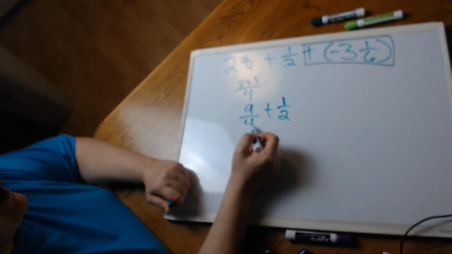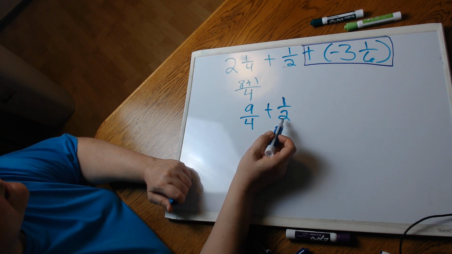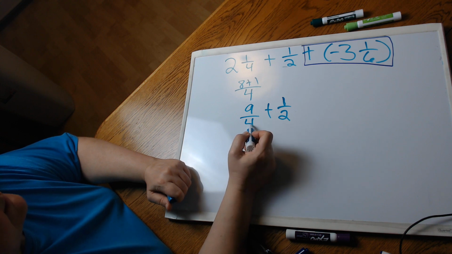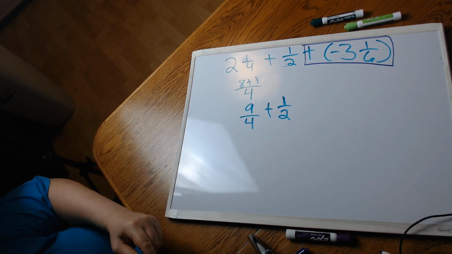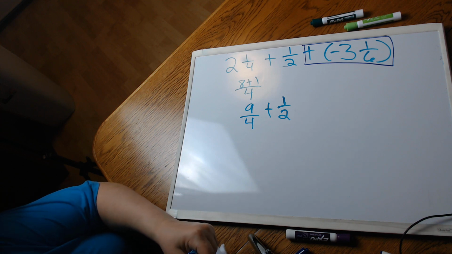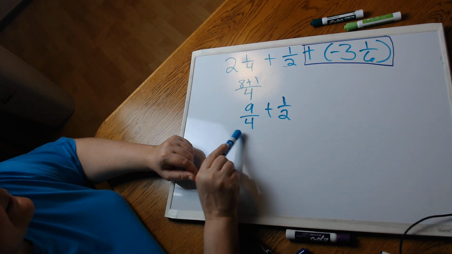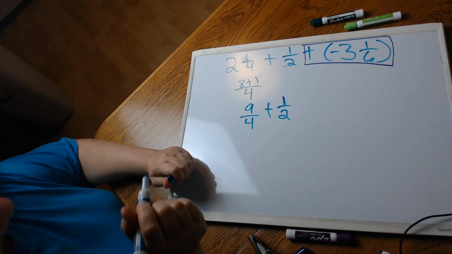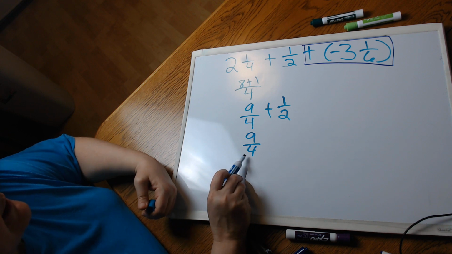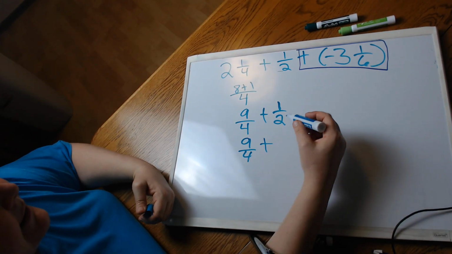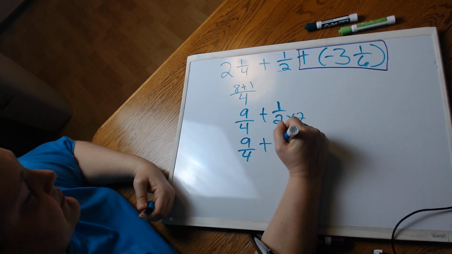Now to add these, we have to have the same denominator, because if you don't have the same denominator, you're going to have to fix your fraction so that you do. So this is a 4 and this is a 2. What we need to do is find the common denominator between the two. To find the common denominator, you find the smallest number that each denominator will divide into. So let's do 4 because 2 times 2 is 4, so that is the smallest. And so our first fraction is going to stay the same because it already has a denominator of 4. But for this fraction, we have to ask ourselves, what would turn this 2 into a 4? Well, if we multiplied it by 2, it would be a 4.